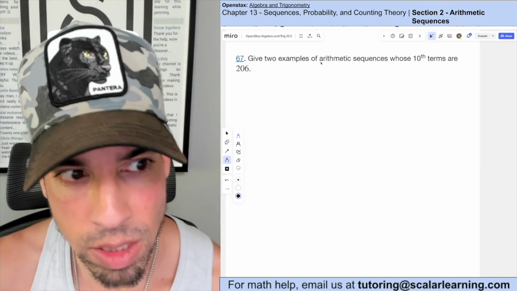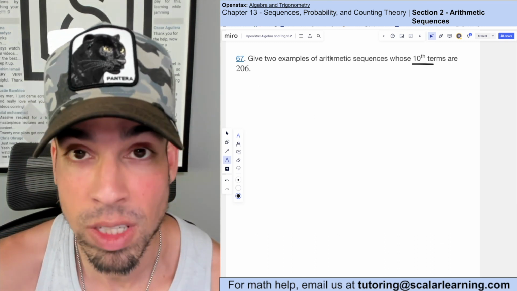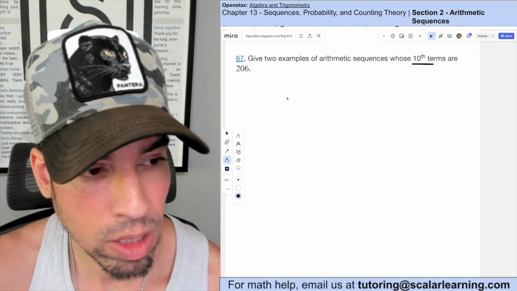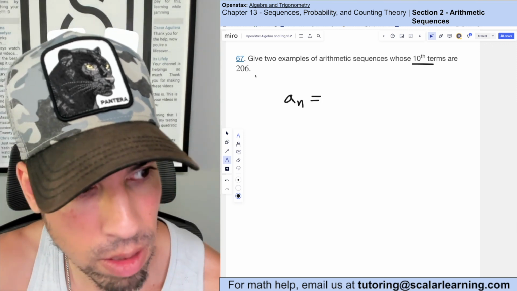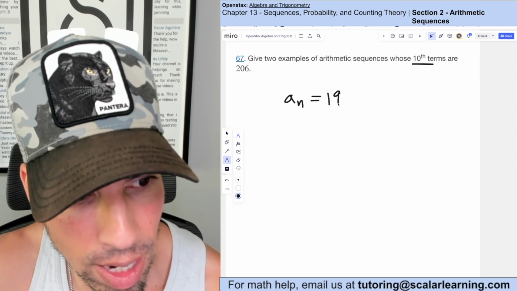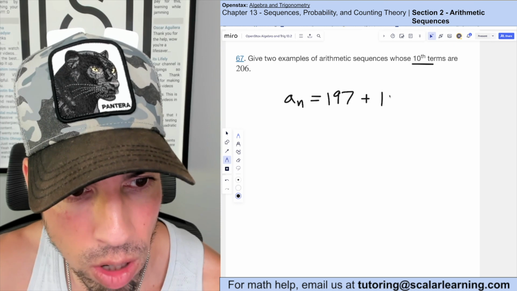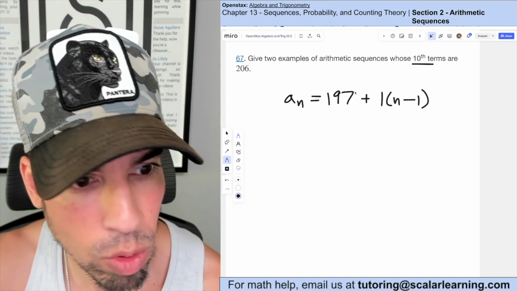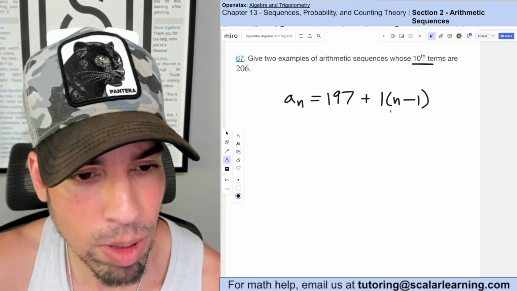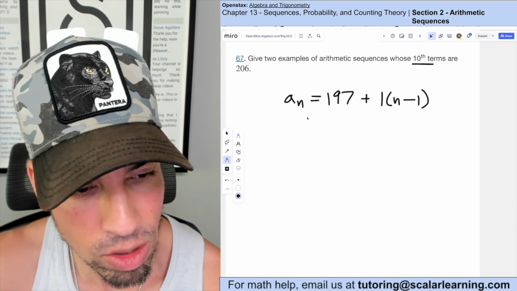Done. So for this one, it says give 2 examples of arithmetic sequences whose 10th terms are 206. So the first one I'm going to give an example of is going to be pretty straightforward. So one example would be to make my first term 197 and then a common difference of 1, and then we can multiply this by n minus 1. This would provide me with 206 as a 10th term. You can verify that by plugging in 10. 10 minus 1 is 9, times 1 is 9, plus 197 is 206.